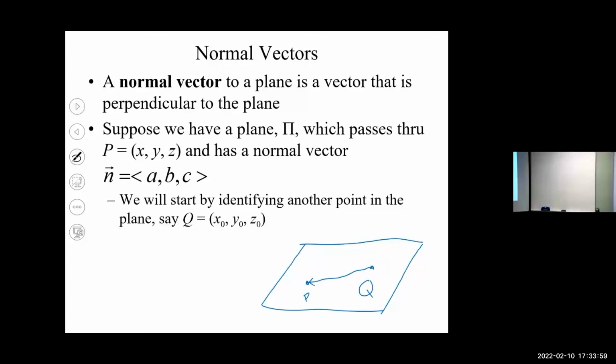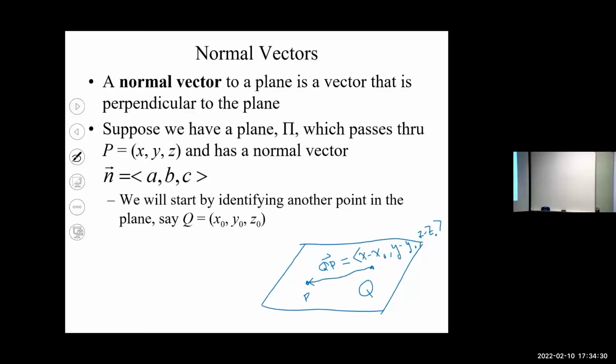Okay, well, let's think about the components. I think this is gonna be the opposite of what I have on my slide, but that's okay. Let's think about the components of QP, right? Remember it's ending minus beginning point. So the components will be X minus X zero, Y minus Y zero, and Z minus Z zero. All right, so that's that.